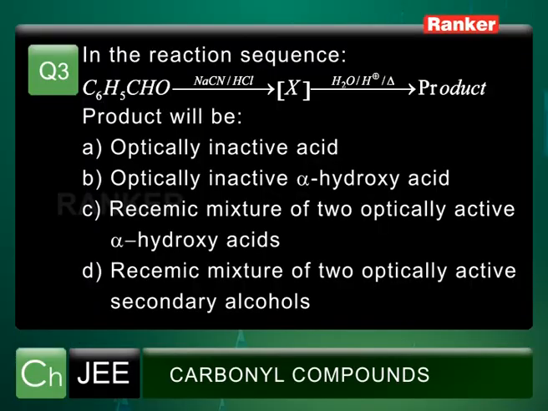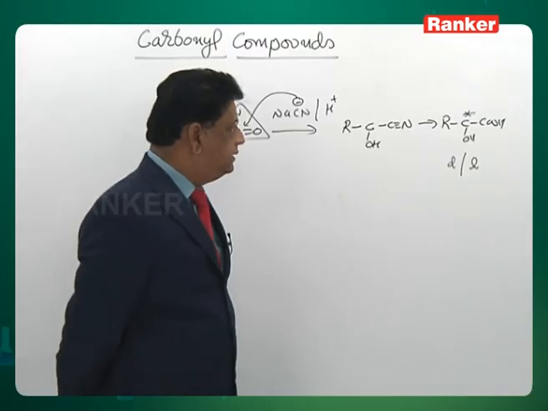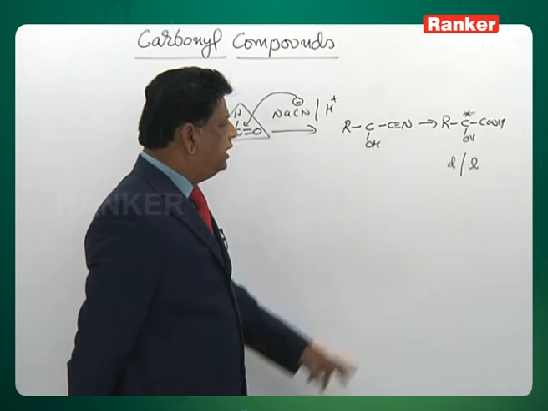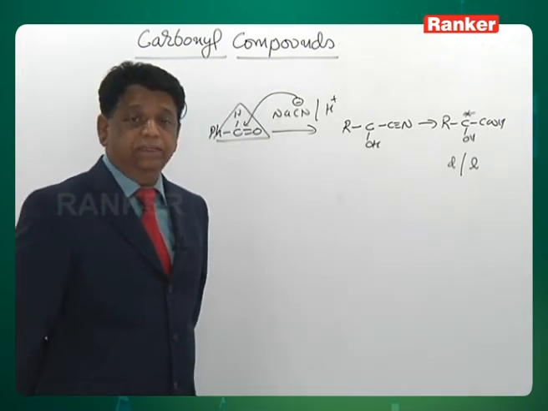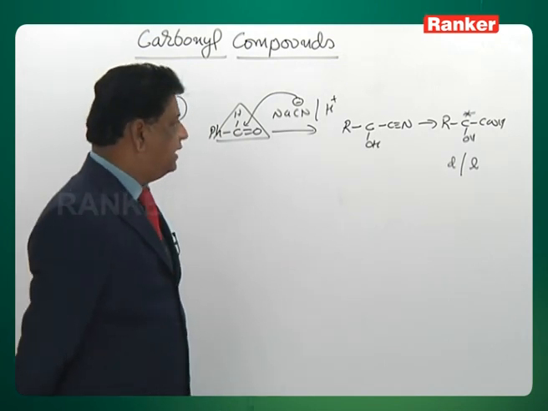So, he is giving the options here. Optically inactive compound, that is wrong. Optically active alpha hydroxy acid, it is not one acid, two should be the answer. Racemic mixture of two optically active alpha hydroxy acids, that is the right answer. Racemic mixture of two optically active secondary alcohols, actually it is the 2-degree alcohols, but it is not the alcohol, it is the carboxylic acid plus alpha hydroxy acids that are the answers.